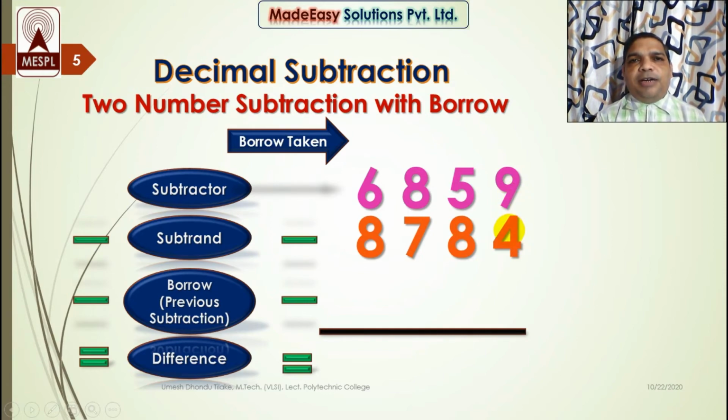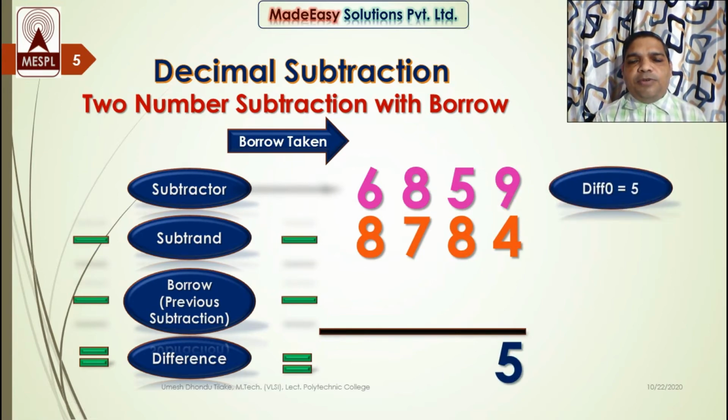So 4 subtracted from 9, I will get 5 as a difference over here, and I will put the difference over here. Now let's move forward and subtract the next significant digit. So subtract 8 from 5. Now can I subtract? No, because 5 is less than 8.